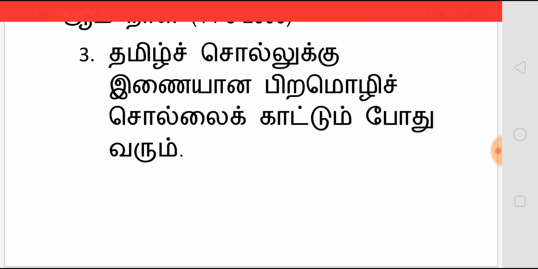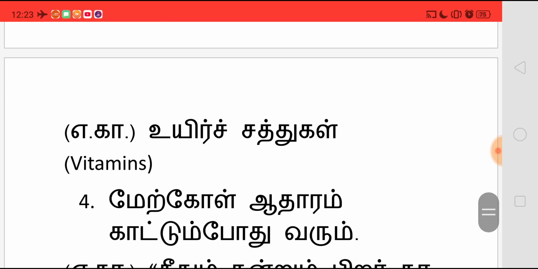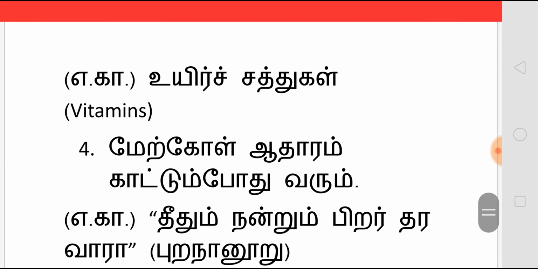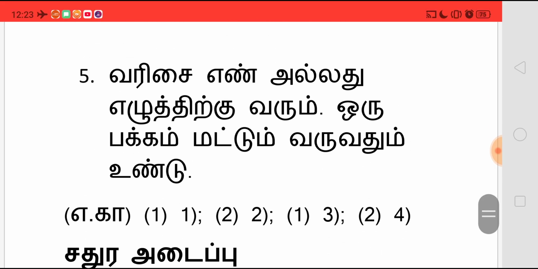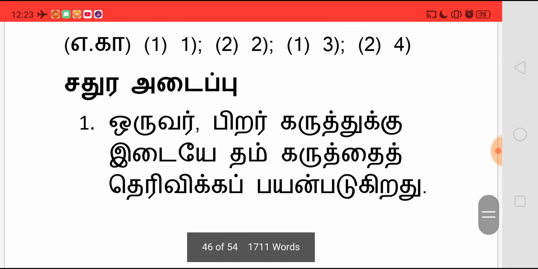And when we are mentioning the equivalent words of Tamil words, along with it, we will use it like உயிர் சத்துக்கள் (vitamins). And when we are giving any information, we will say from where we have taken it. Example, தீதும் நன்றும் பிறர் தர வாரா (புறநானூறு). And when we are mentioning certain things in a line, along with that, when we are having extra information, we will use this. And then we have சதுர அடைப்பு.